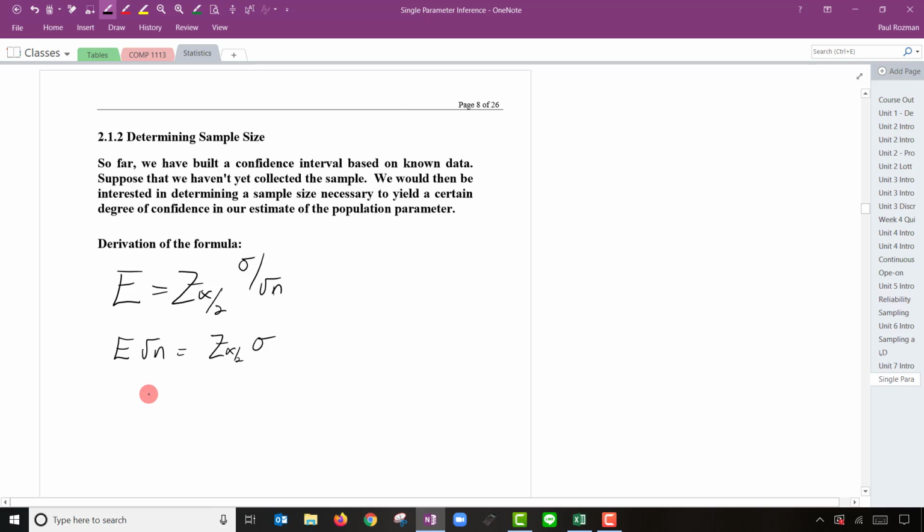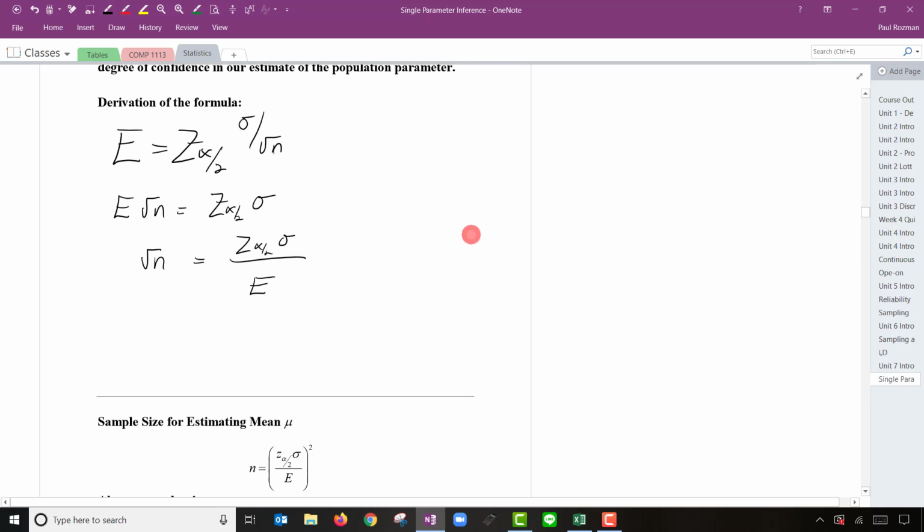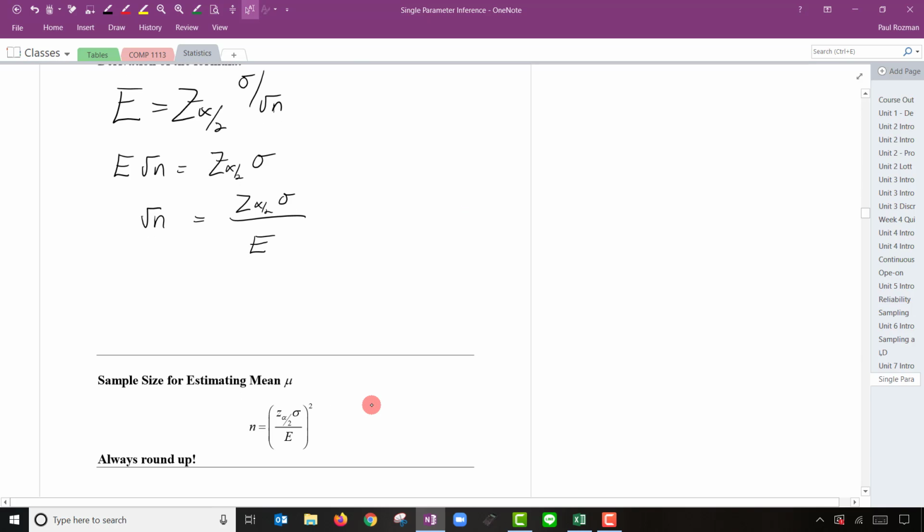And then divide both sides by e. And then square both sides. And you get this. Now we have a formula that will generate the sample size that we need to achieve an interval or an estimate that's within some amount of error that we can preset. And we can also preset how confident we want to be. When we do these calculations, we want to always round them up to be conservative, err on the high side.